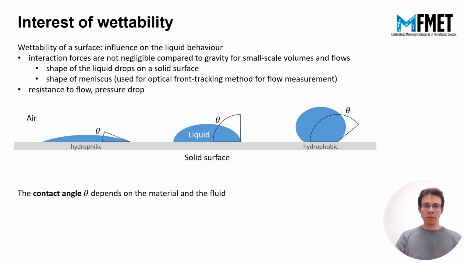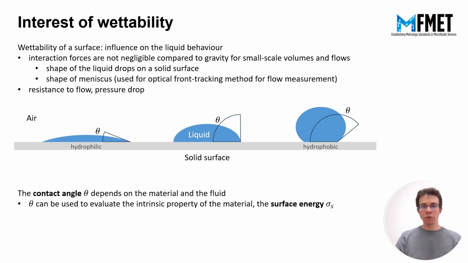Wettability can be characterized by the contact angle between the surface and the line tangent to the drop at the contact point. It depends on the material and the fluid. However, by measuring several contact angles with different liquids, it is possible to evaluate the intrinsic property of the solid material, which is its surface energy. This method is described in an ISO standard 19403.